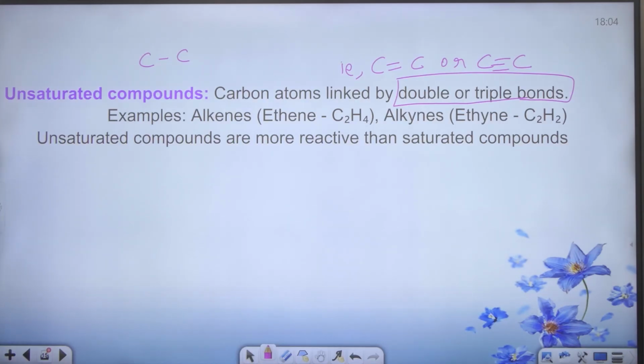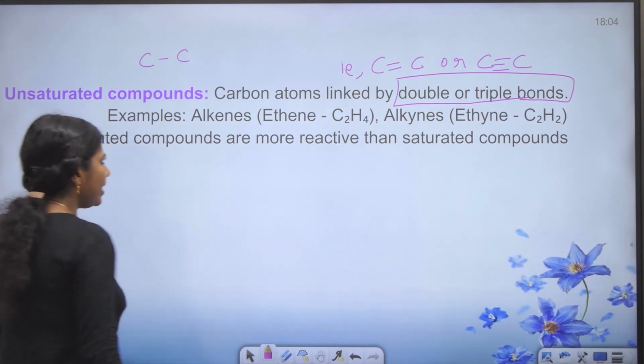But a compound containing only carbon-carbon single bonds is known as a saturated molecule or saturated compound. And if carbon-carbon double bonds or triple bonds are present, that molecule is an unsaturated molecule. Example, all alkenes and alkynes.